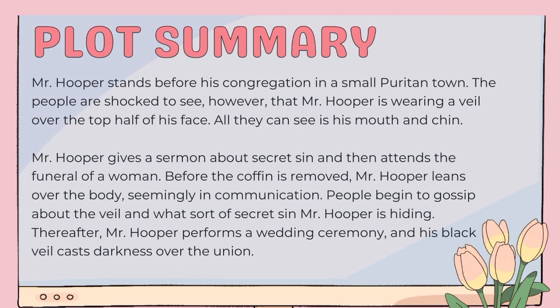Mr. Hooper gives a sermon about secret sin and then attends the funeral of a woman. Before the coffin is removed, Mr. Hooper leans over the body, seemingly in communication. People begin to gossip about the veil and what sort of secret sin Mr. Hooper is hiding. Thereafter, Mr. Hooper performs a wedding ceremony, and his black veil casts a dark secret over the union.